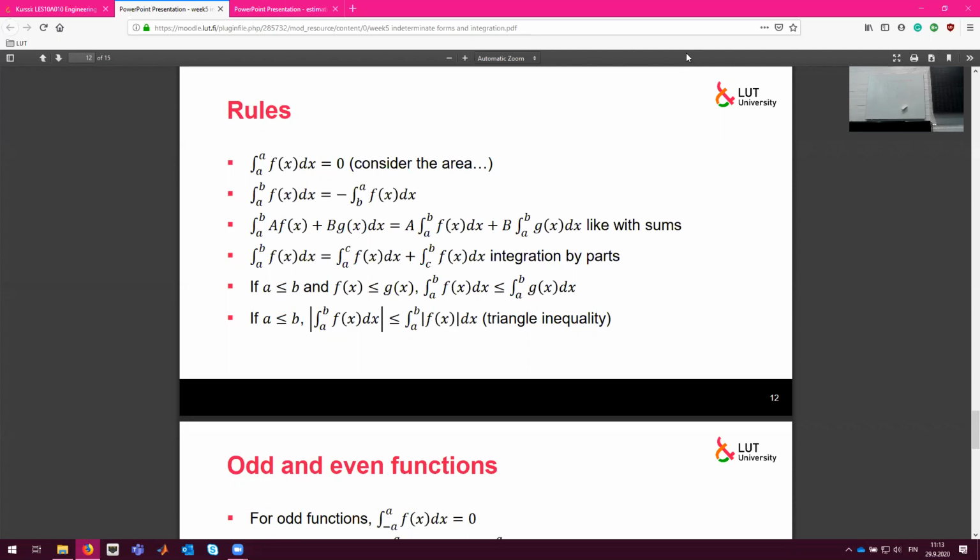From A to B, if we need to swap those around, maybe it's easier to calculate. So we can have the negative, A, and then A to B, same as with the sums. If we have two functions inside, we can divide at the plus to have two integrals, and we can take common multipliers out, just like with sums.